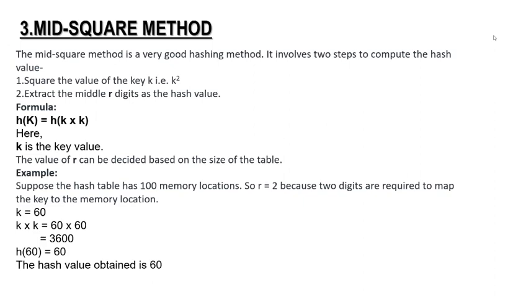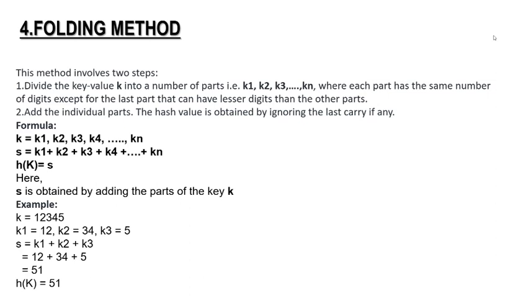60 into 60, that is 3600. So from that r equal to 2, then h of 60 equal to 60, that is the hash value is obtained. Next, coming to the folding method, it is nothing but dividing a number into equal parts.